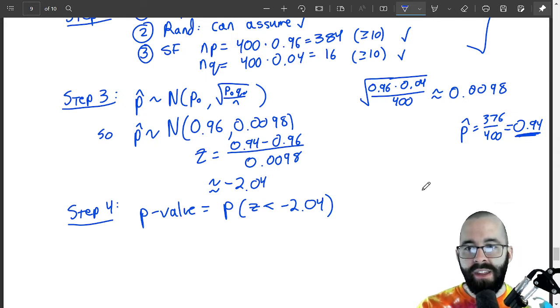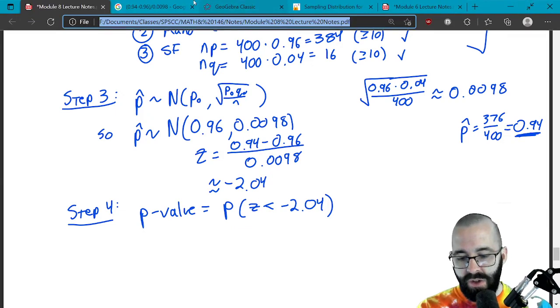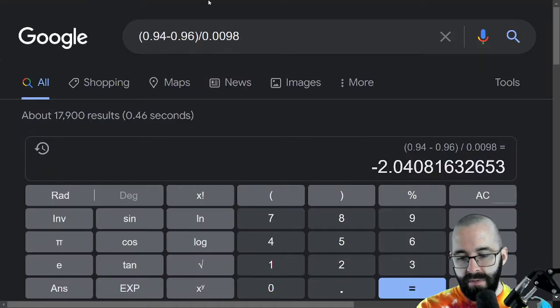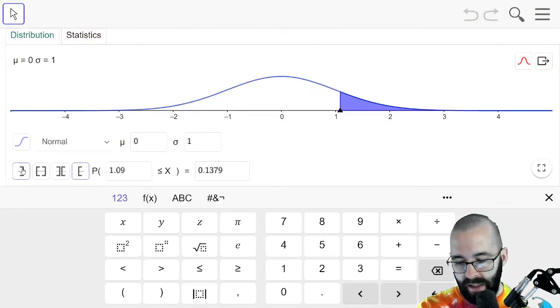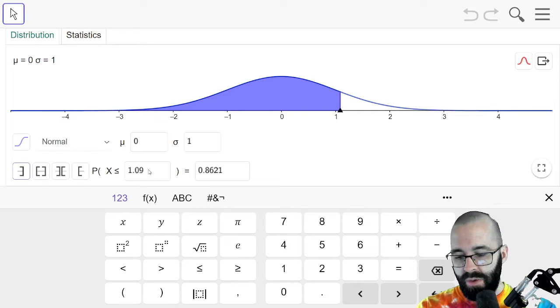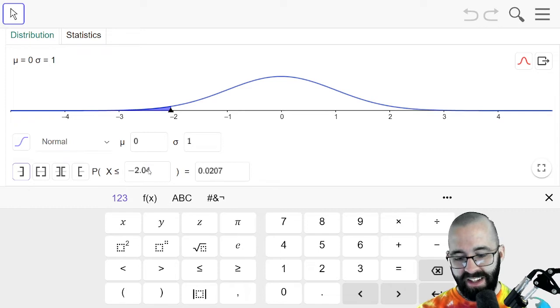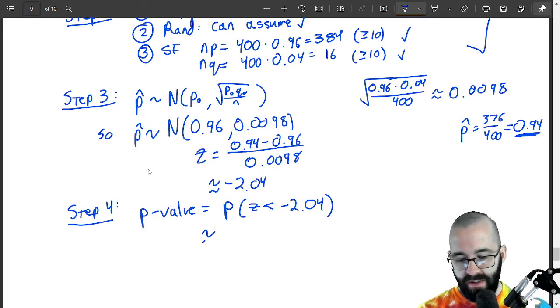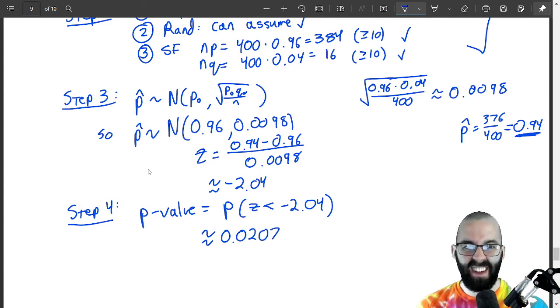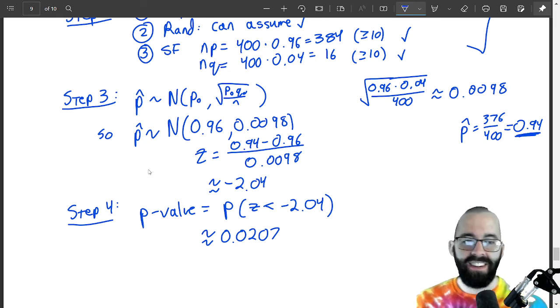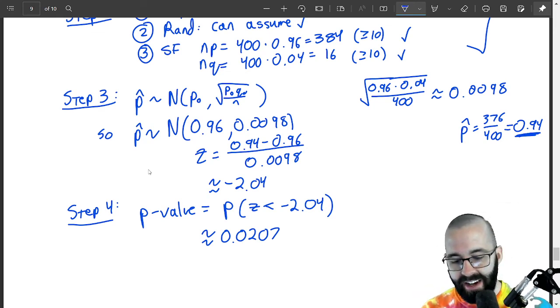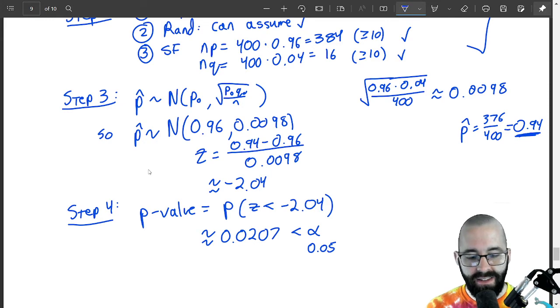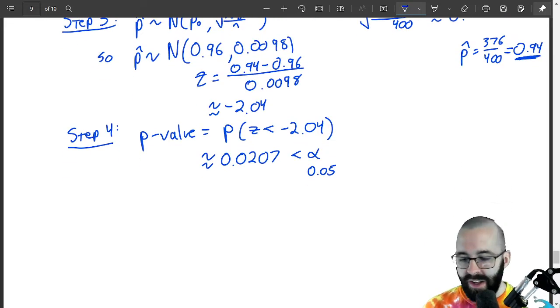So what's the probability that a standard normal random variable is less than 2.04 below the mean? Less than negative 2.04. Oof, about 2%, 0.0207. There's a 2% chance to get this unlucky, assuming that our null hypothesis is correct. This is less than alpha. It's less than 0.05. It's less than 5%. If the p-value is low, the null must go.